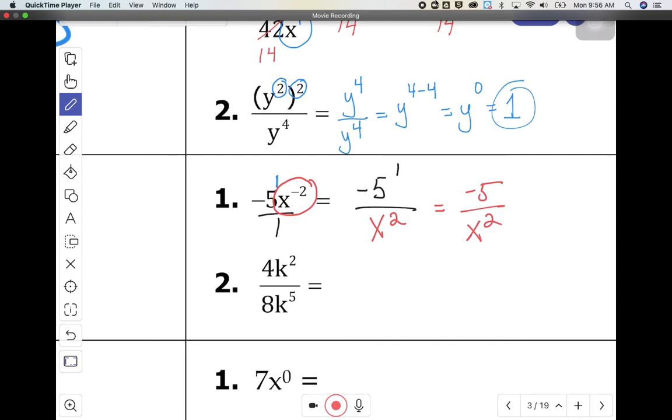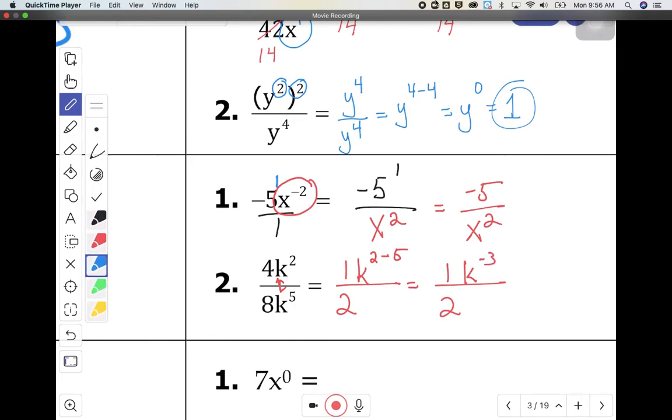Let's take a look at number 2. You have 4/8. That still reduces to be 1/2. I'm not changing that on you. But what I notice is that I have like bases. I have 2 k's there, and I'm allowed to subtract my exponents. So I have k to the 2 minus 5. So I still have 1/2 and then k to the negative third on top.